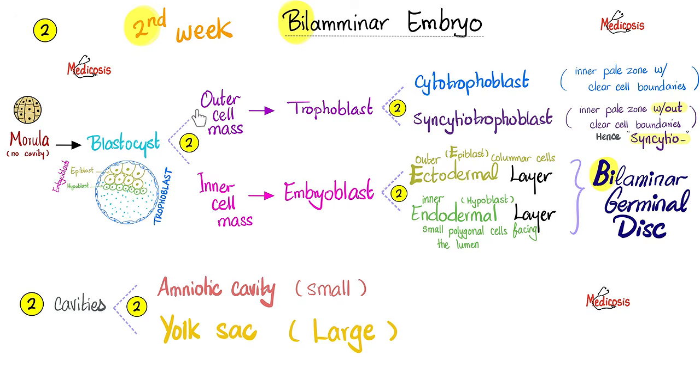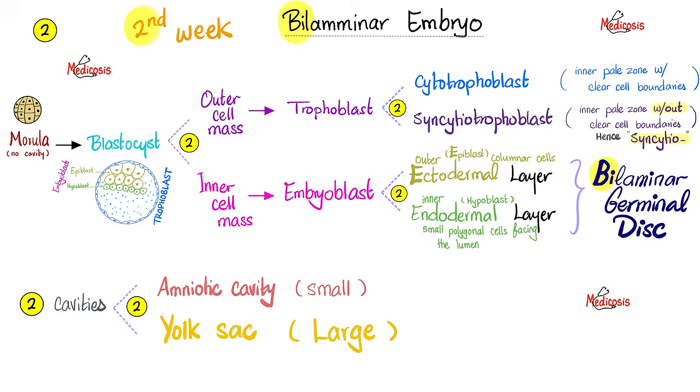We have an inner cell mass and outer cell mass. These are 2 in the 2nd week. Then we have 2 different things, the trophoblast on the outside and the embryoblast on the inside. Each one of them is subdivided into 2. There are 2 types or 2 parts of trophoblast: cytotrophoblast and syncytial trophoblast. And there are 2 layers in the embryoblast. We have ectodermal layer known as epiblast and endodermal layer known as hypoblast. And that's why we say bilaminar embryo or bilaminar germinal disc or embryonic disc.